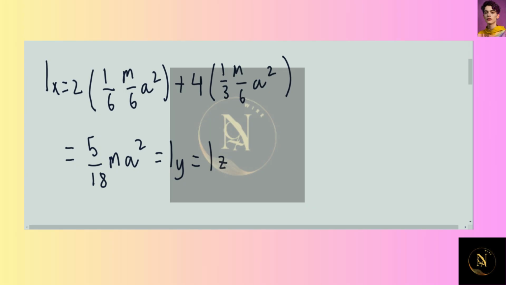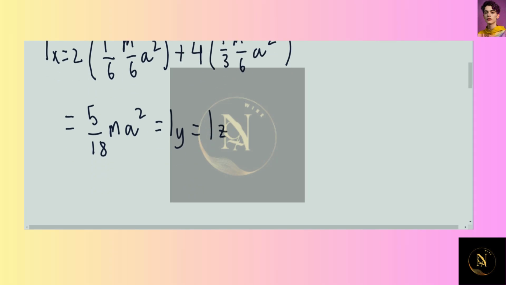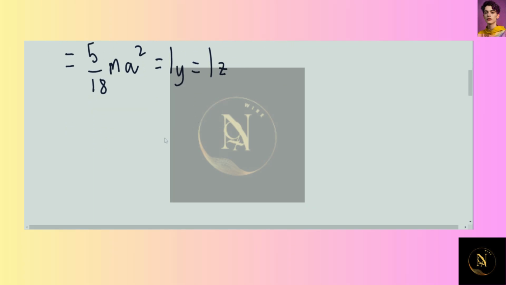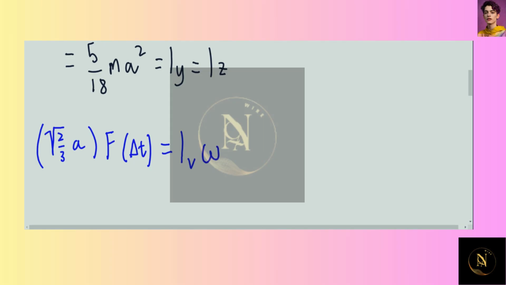So now we're going to write the equation that can help solve for the moment of inertia about the vertical axis. So we can say that the square root of 2 over 3 times a times the impulse is equal to the moment of inertia about the vertical axis, which I'll call I of v, times the angular velocity. And we're interested in the angular velocity.